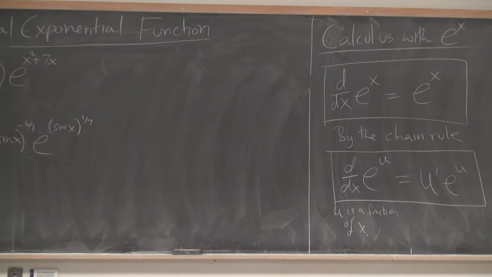Next: e to the radical x plus tangent x. Take the derivative of the power individually, right? One half x to the negative one half, so 1 over 2 radical x is the derivative of radical x. Then secant squared x. Then bring everything else, in brackets, times the original function.